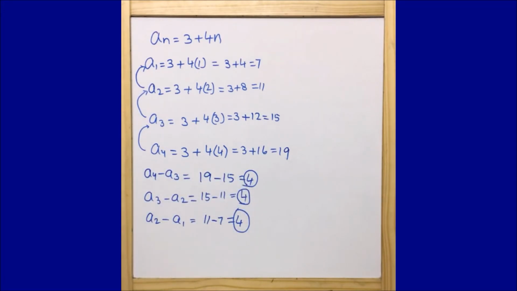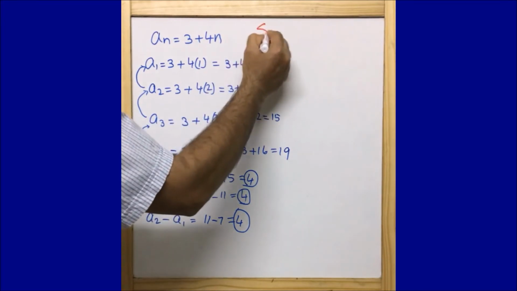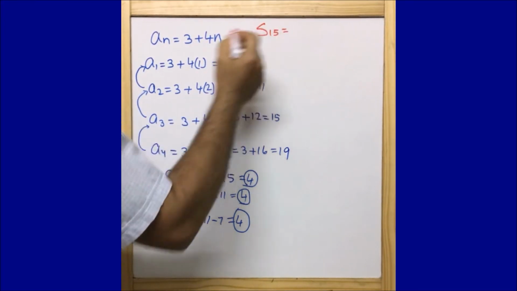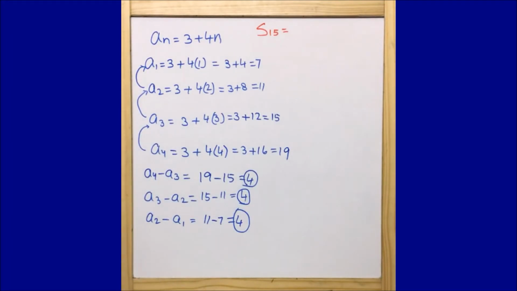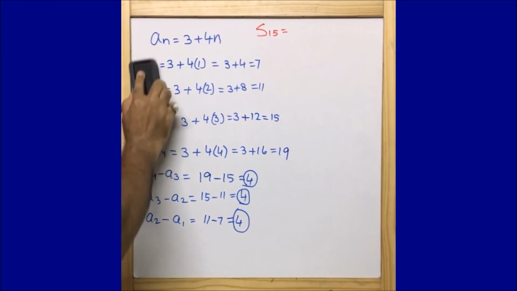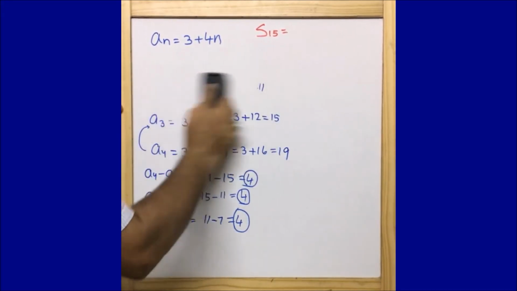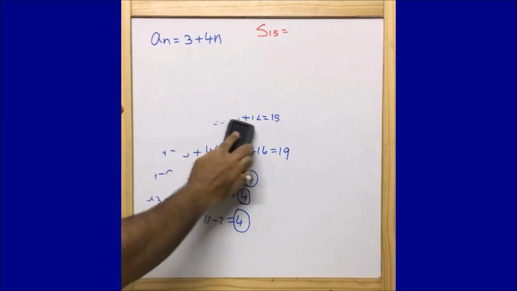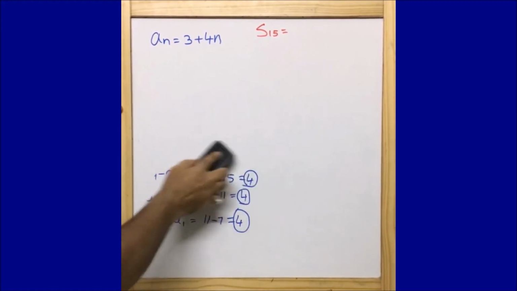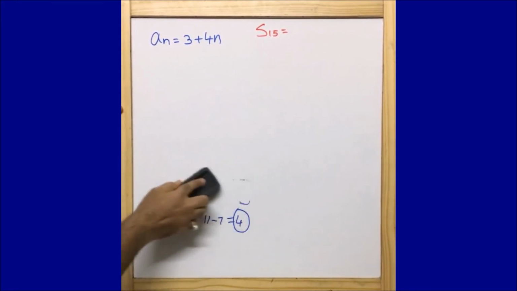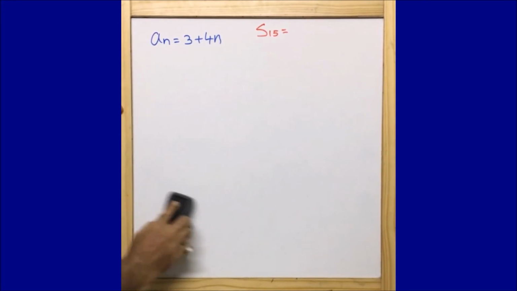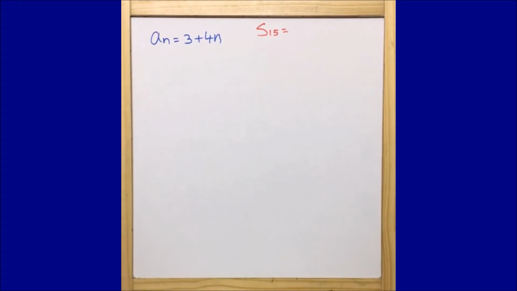Now guys, we are moving ahead to find out the value of S15 because that was a part of the question. To find S15, we very well know the formula for the sum of the arithmetic progression, and we are going to use that formula. But before that, we need to find out the value of a15. With the help of the above equation, we are going to find the value of a15.